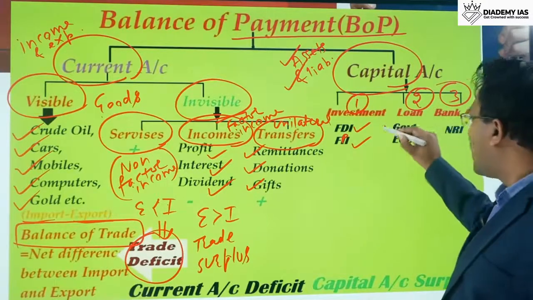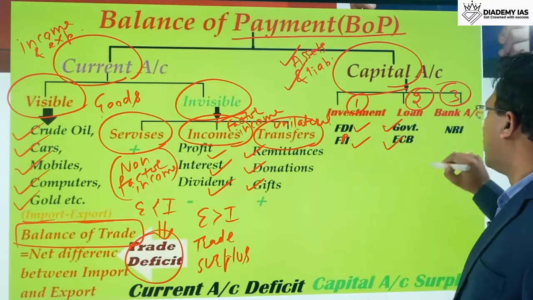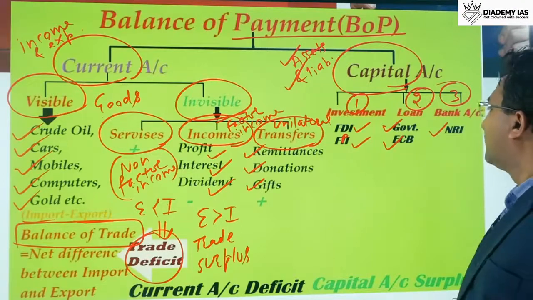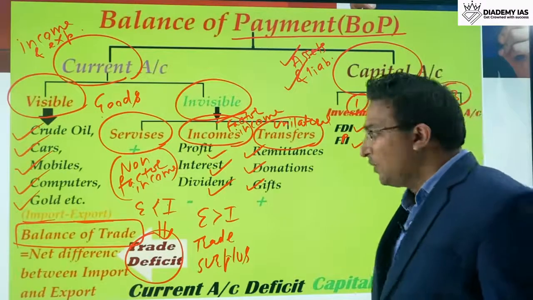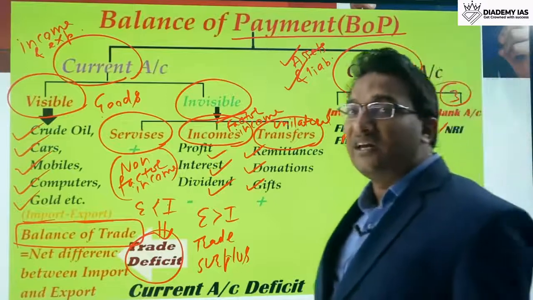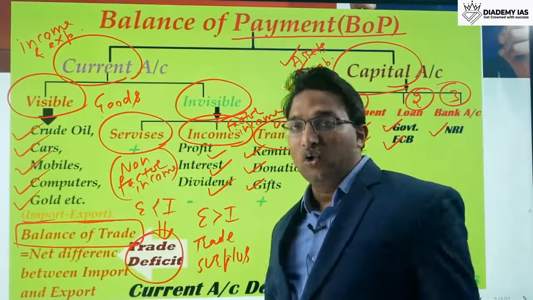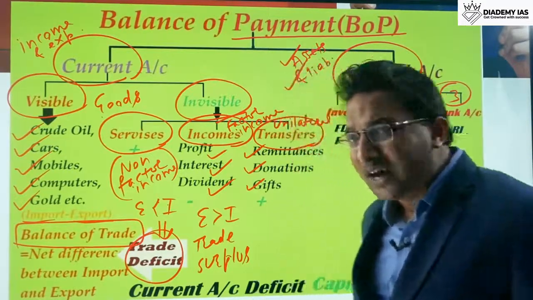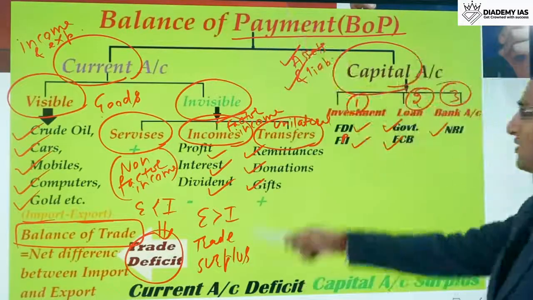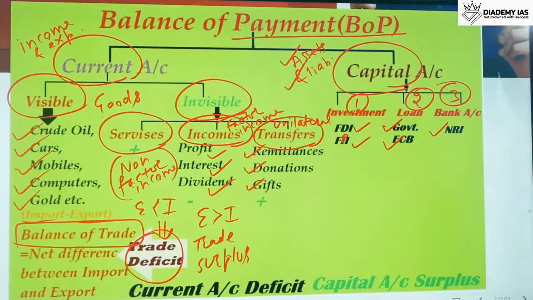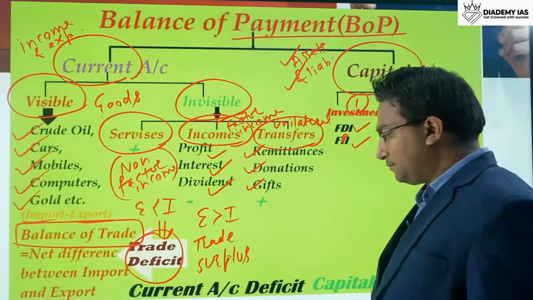Loan can be either the government loan or the commercial loan. And banking account can be because of the NRIs, non-resident Indian. All of these things we are going to discuss in detail in the subsequent slide, so that your concepts are much more clear. You just try to conceptualize, try to have an overview of this chart, so that you can understand the subsequent concept in a much easier manner.